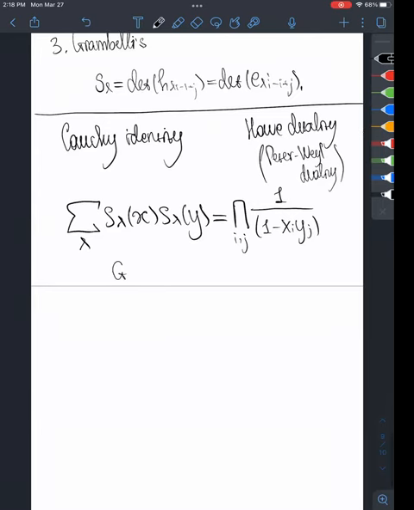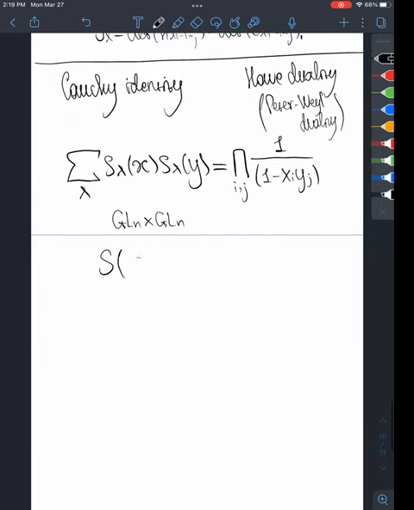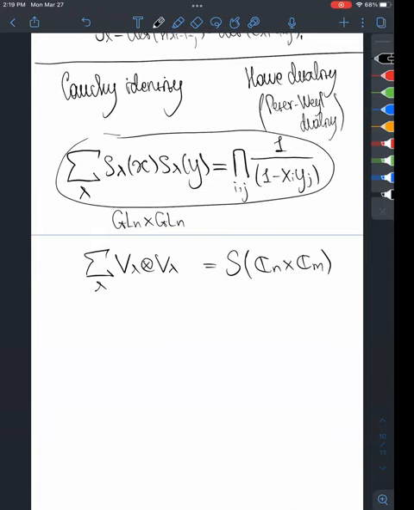You can look at the action of GL_n cross GL_n, and it turns out that the symmetric power of the representations, which you could write as matrices like this, it should be on the right side, is expanding directly as the representations of the corresponding modules. So this is just taking characters of this identity, which is more interesting than the combinatorial identity for the two functions themselves.